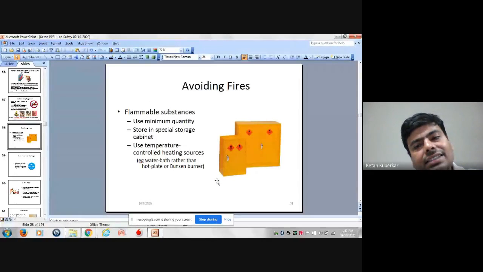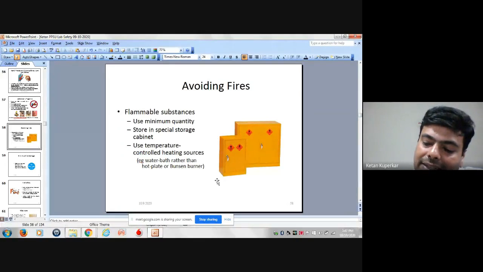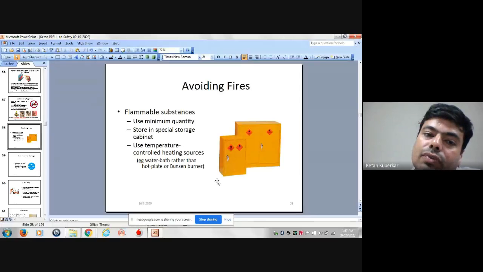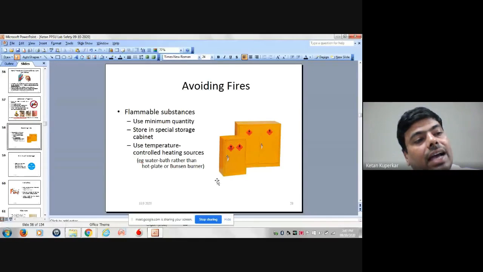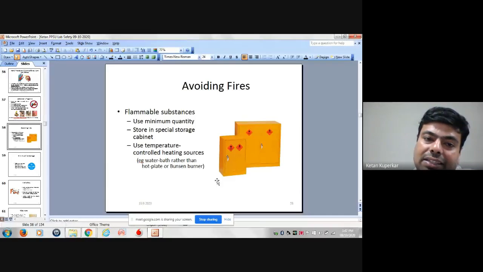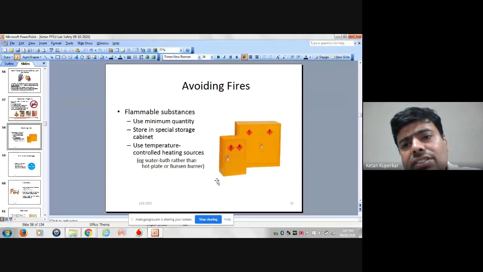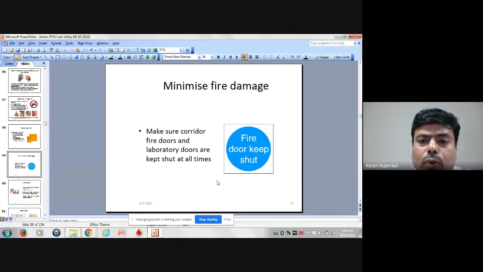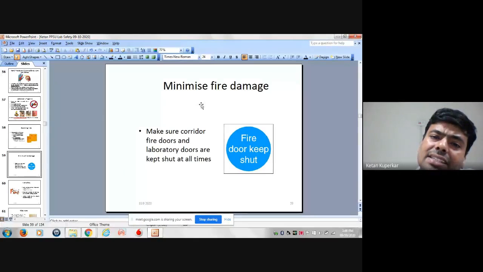Now, avoiding fires. This is another safety measure to be practiced in any laboratory. It is not that any kind of cupboard works as a storage unit to preserve those chemicals. No, not at all. You definitely need specially designed storage cabinets for specific chemicals. Likewise, you need to minimize the fire damages.